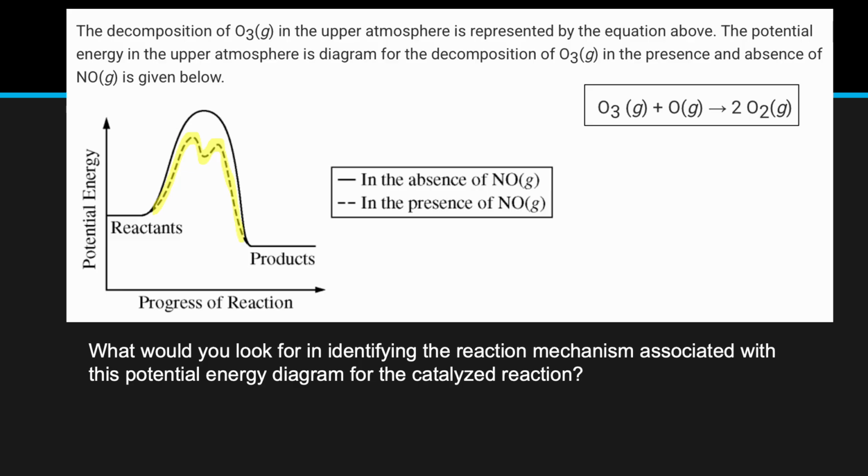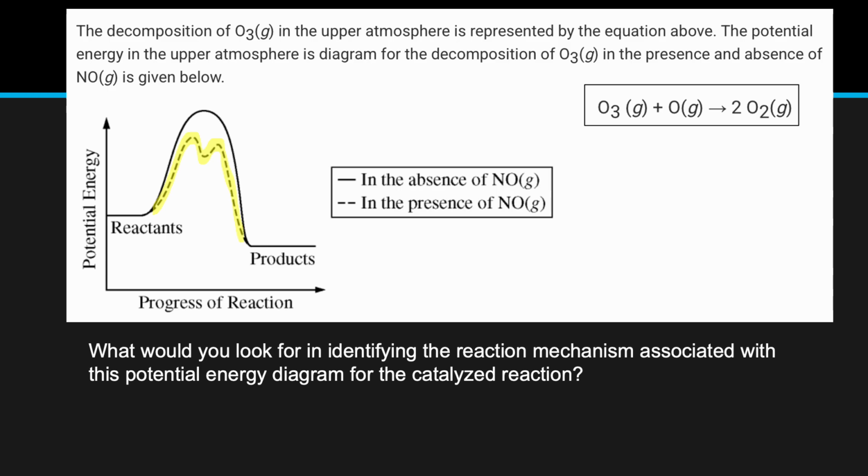Now we can see with our dotted line in the presence of NO, we have a lower activation energy, which is giving us the idea that NO is going to be our catalyst. And when we introduce that catalyst, we're going to have a new mechanism where we have a certain number of elementary steps. So what would you look for in identifying the reaction mechanism associated with this potential energy diagram for the catalyzed reaction? Now, in the curriculum, you don't actually have to look at one of these and give me the mechanism. You just have to be able to identify what would be a correct mechanism from a list of choices.